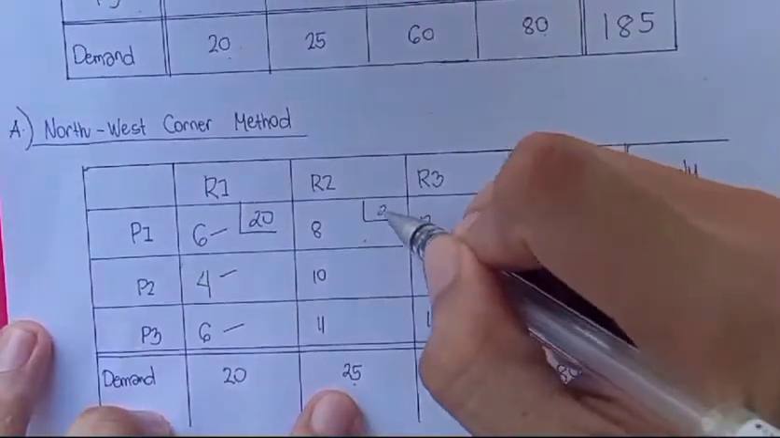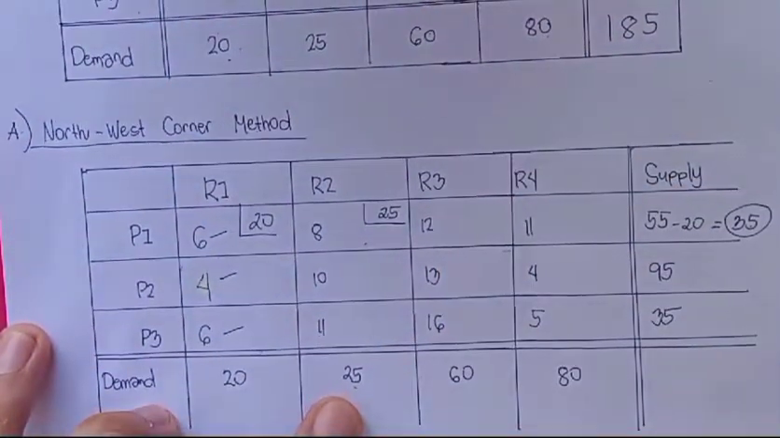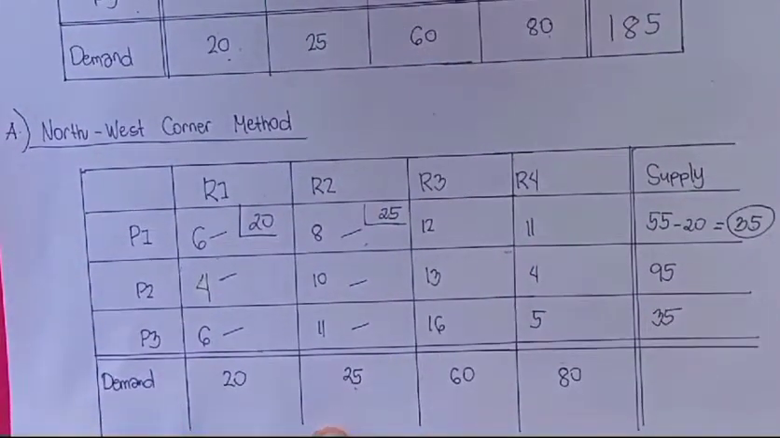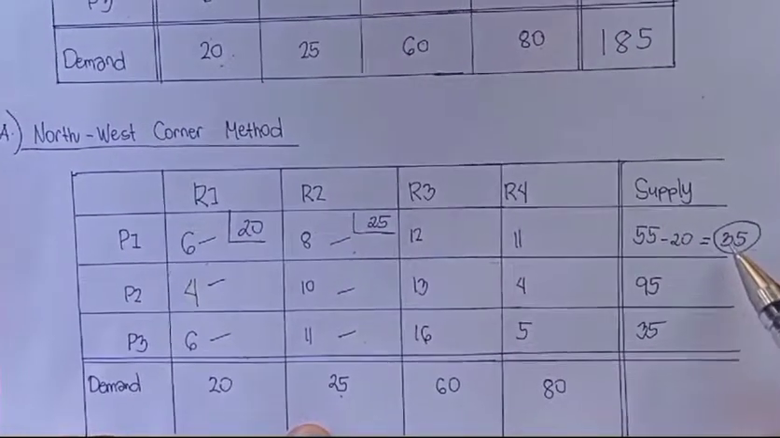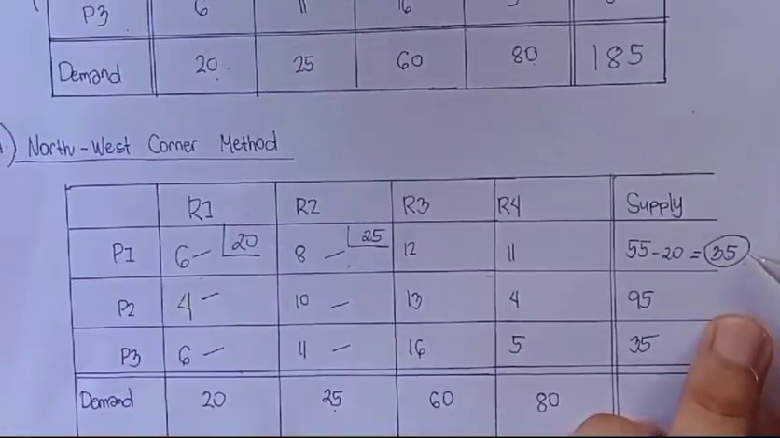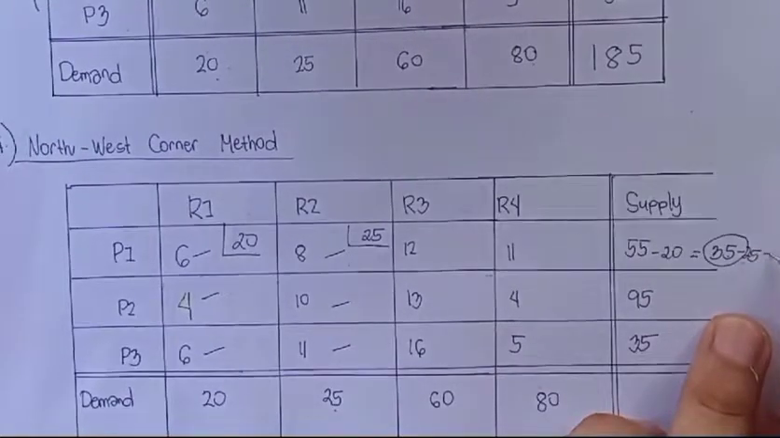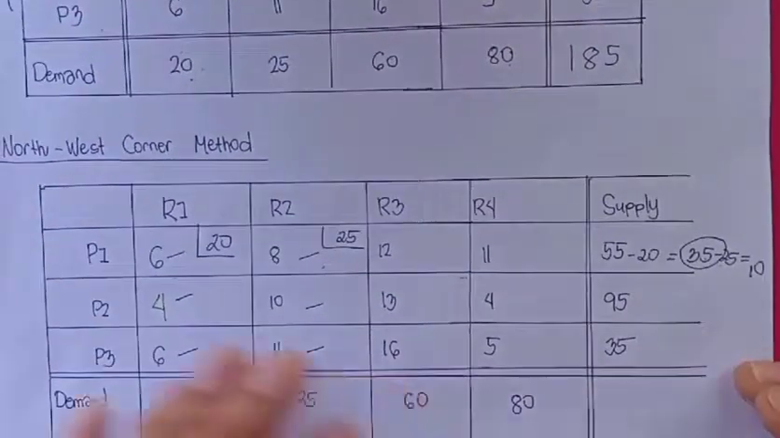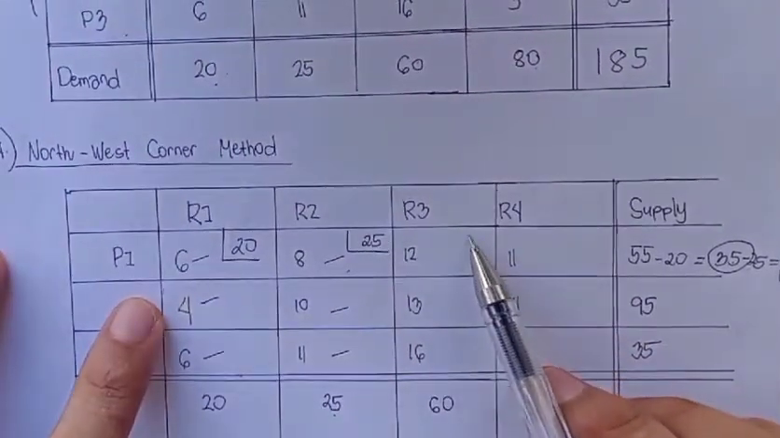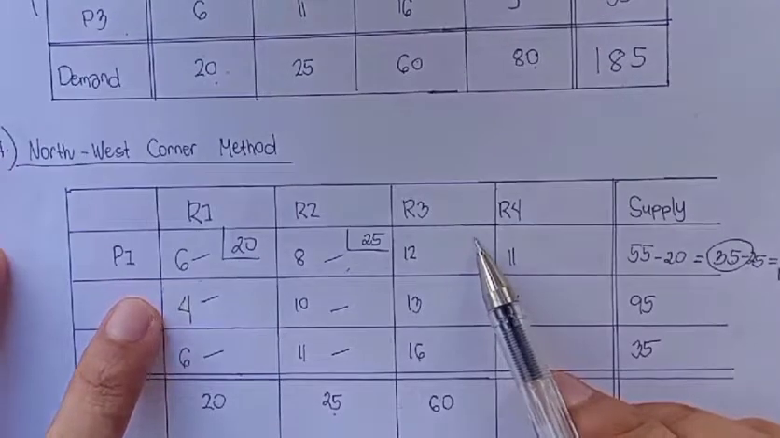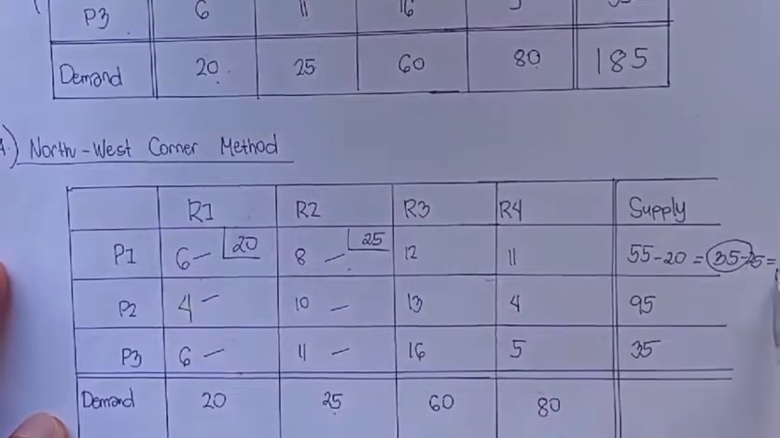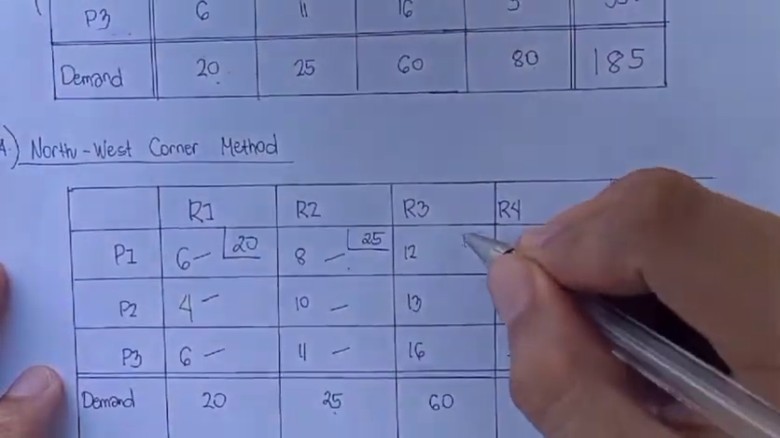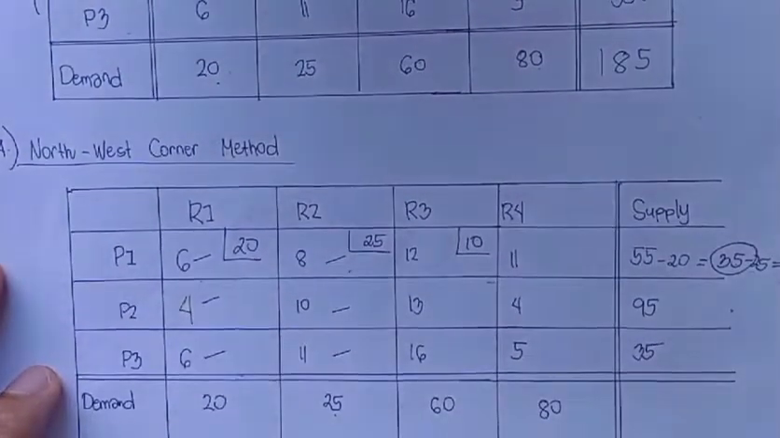So we will allocate 25 here in P1, R2. And the second column, the demand is satisfied. And we will deduct 25 in the first row. So we have now 10 supply in the first row. Next in P1 and R3, this cell. The demand is 60 and the supply, the remaining supply is 10. So the minimum is 10. So we will allocate 10 here in P1, R3.